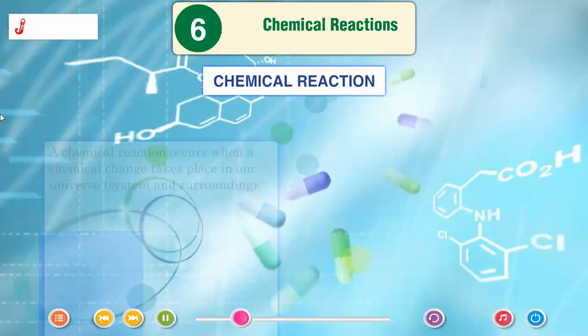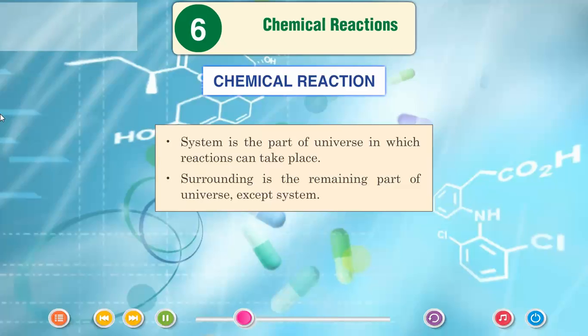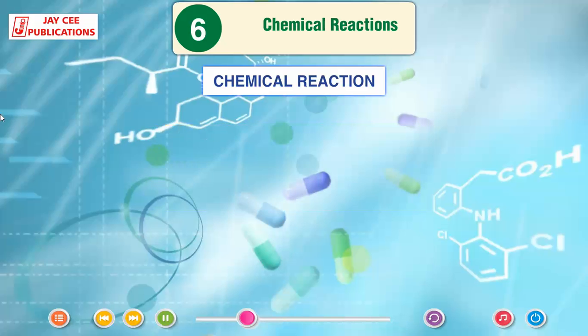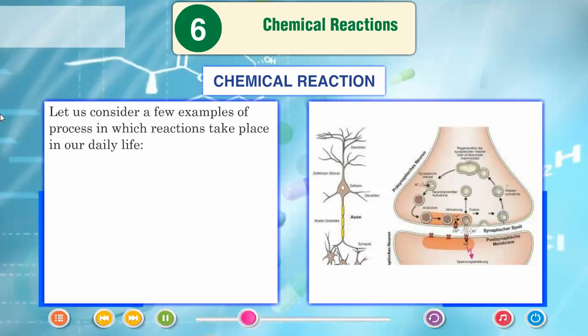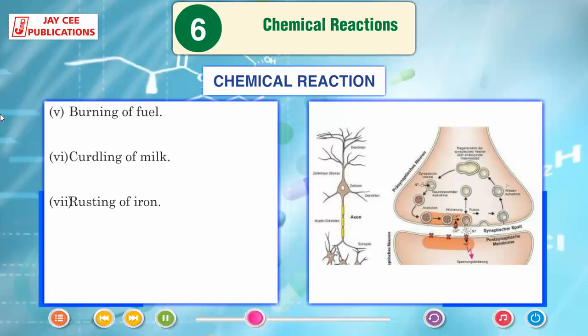Chemical reaction. A chemical reaction occurs when a chemical change takes place in our universe, system and surrounding. System is the part of the universe in which reactions can take place. Surrounding is the remaining part of the universe except the system. Let us consider a few examples of processes in which reactions take place in our daily life: cooking of food, digestion of carbohydrates and protein molecules in our body, formation of food by plants due to the photosynthesis process, exchange of gases during respiration, burning of fuel, curdling of milk, rusting of iron.